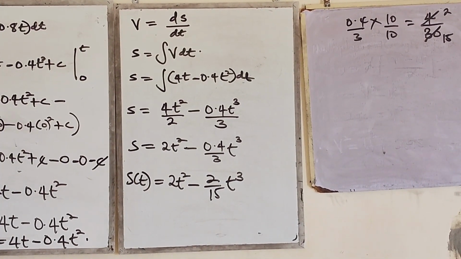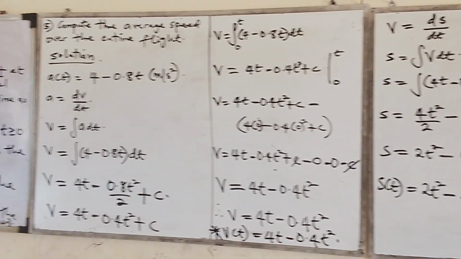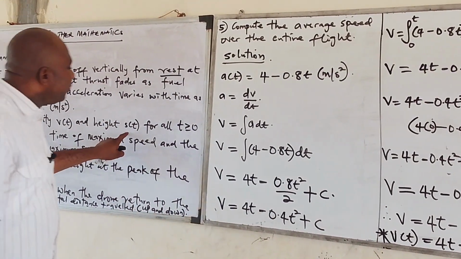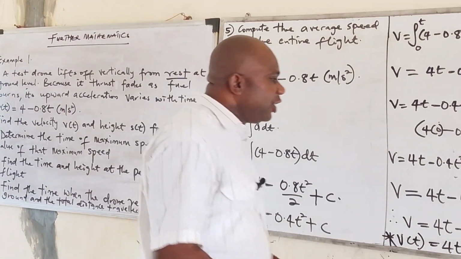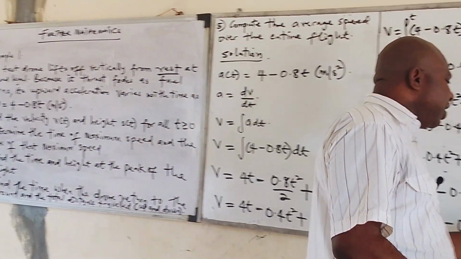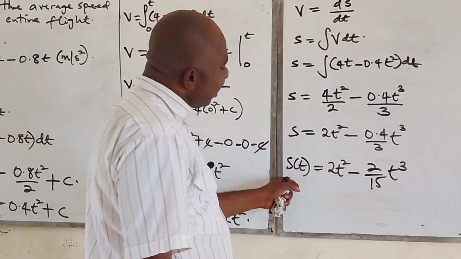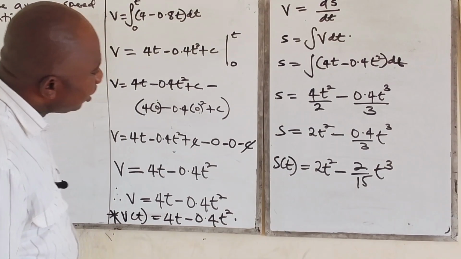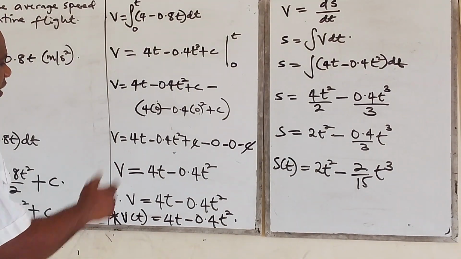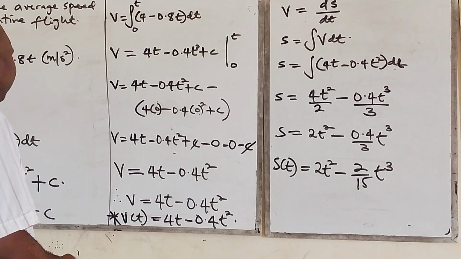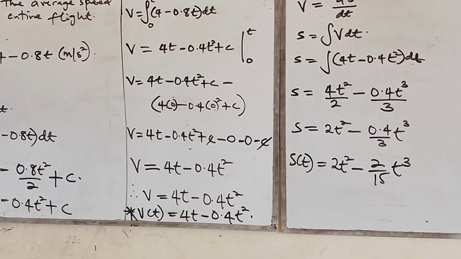Okay, that's our question number 1. Find the velocity v(t) and height s(t) for all t greater than or equal to 0. So this is the distance, the height at time t, the displacement at time t. So now, let's look at question number 2.